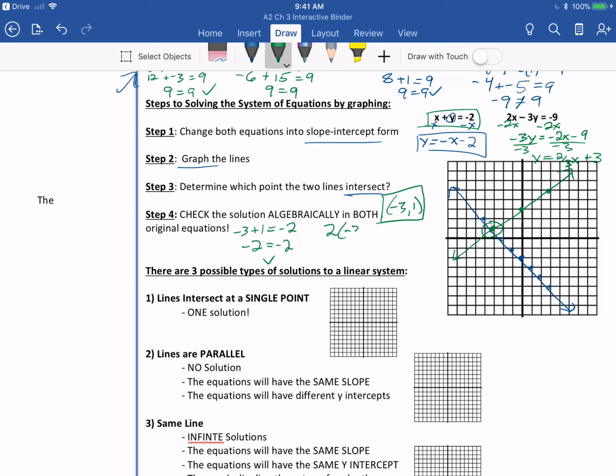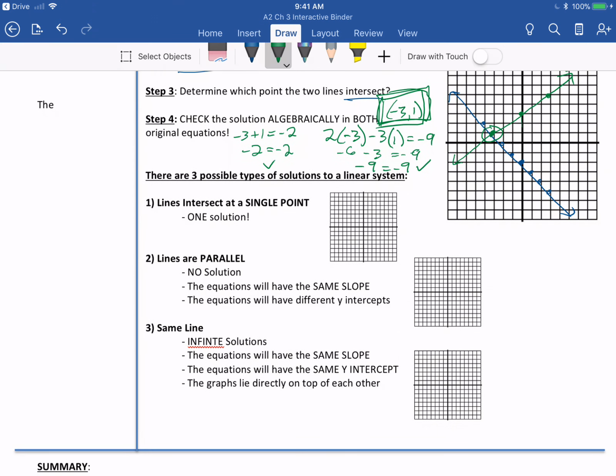Now I go through and plug in the second one. I have 2 times negative 3 minus 3 times 1 is equal to negative 9. So this is negative 6 minus 3 is equal to negative 9, and negative 6 minus 3 is negative 9, so that checks out too. You can always check yourself algebraically. So the answer is that negative 3, 1 is the solution to this system. Pretty straightforward there. Just go through and graph those and then find that point of intersection.